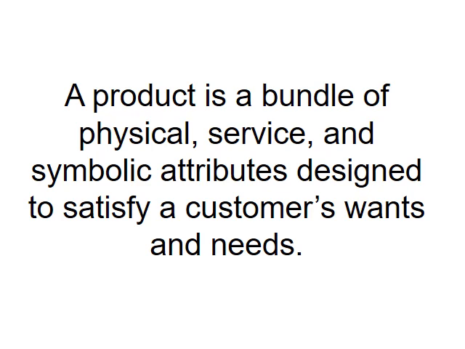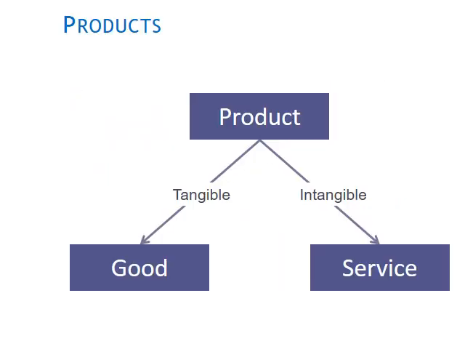Often, the term product is used as an umbrella term, if you will, for a product, a good, and a service. It's all kind of combined in the term product. A product is basically a bundle of physical, service, and symbolic attributes designed to satisfy a customer's wants and needs. So we can look at it this way: a product can be broken down into two, in terms of a good, the physical aspect, or a service, which is totally intangible.